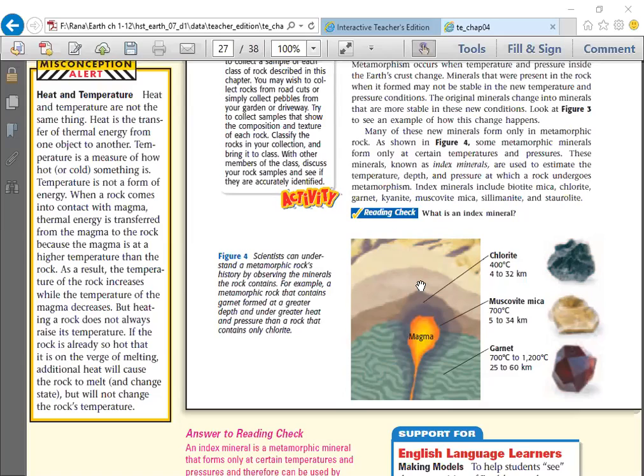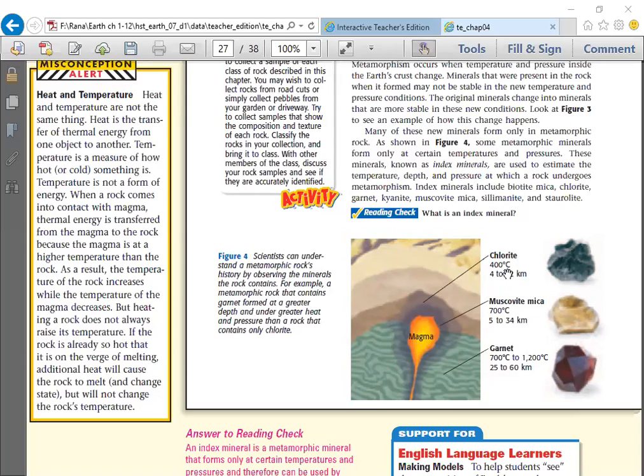So that means you already know the temperature at which the rock was formed, because it contains a certain mineral that you know just forms at 400 degrees Celsius. Yes or no? Yes. So this mineral helps you to estimate the pressure and the temperature, or even the depth at which the rock was formed. Yes or no?